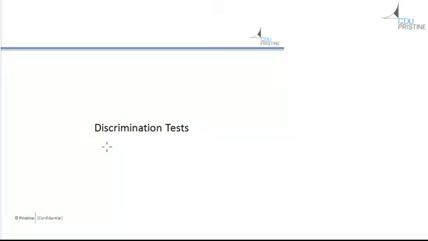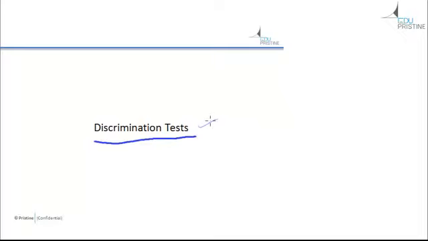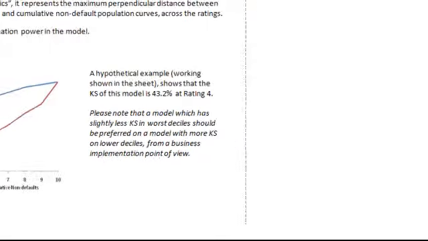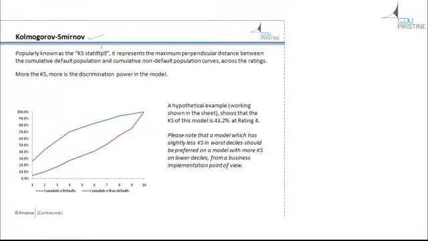Now we will come on to discrimination tests. The tests which define the discriminatory power within the deciles of any rating system. The first and foremost basic test is the use of Kolmogorov-Smirnov statistics, also popularly known as the KS statistics.